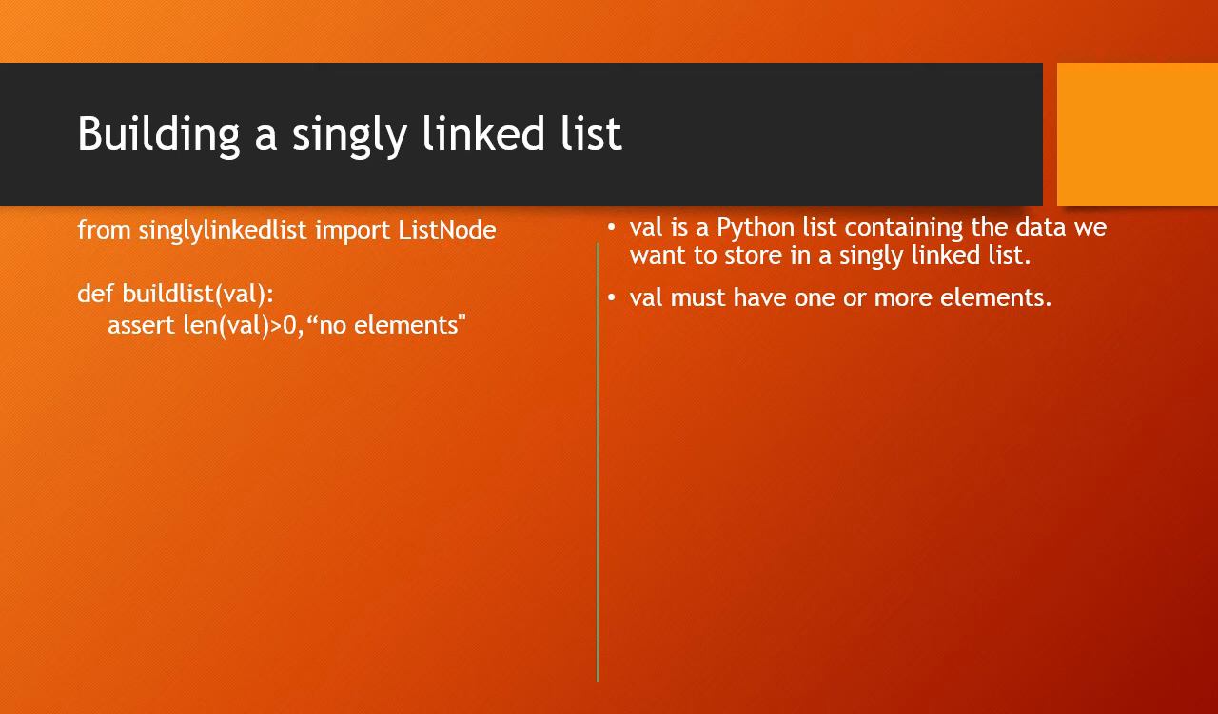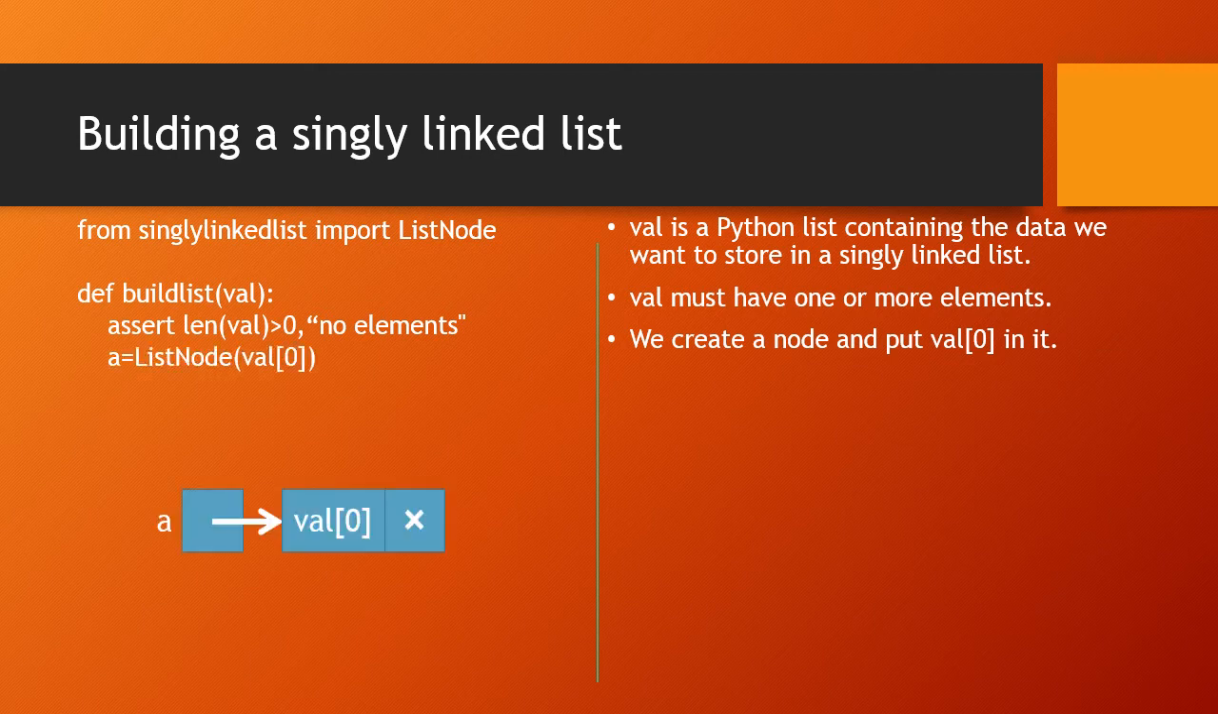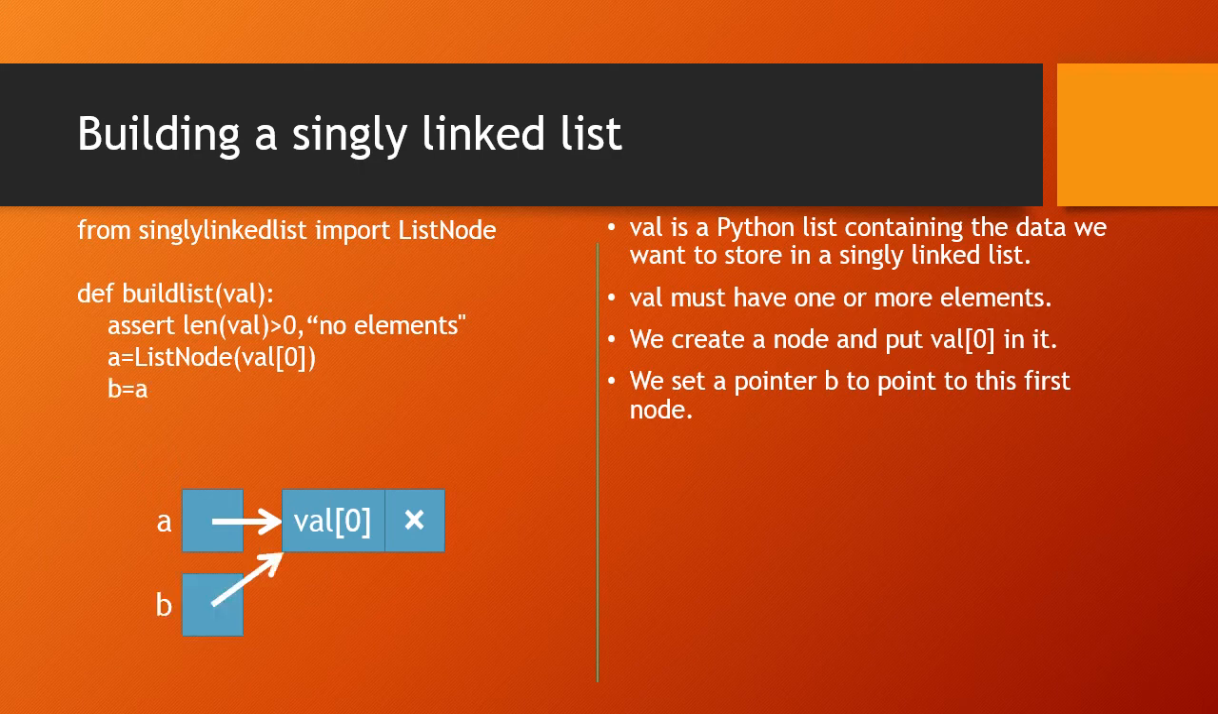So, what to do here now? Take the first value in val, that is val 0, put it in a node and make a pointer point to that node. The code for this is simple. A is list node val 0, and the effect of this code you can see in the picture. We set a pointer b to point to this first node. B equals A.